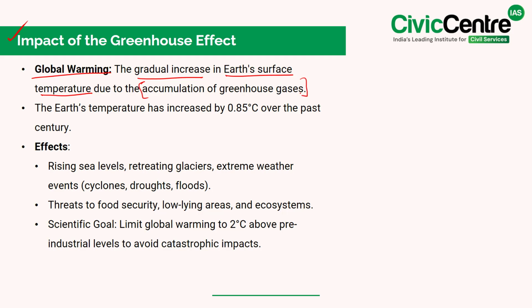Now, if we see over the past century, Earth's temperature has already risen by 0.85 degrees centigrade, leading to severe environmental impacts, and these include rising sea levels, retreating glaciers, and an increase in extreme weather events such as cyclones, droughts, and also floods. Additionally, global warming poses threats to food security, low-lying coastal regions, and fragile ecosystems, making climate action a priority.